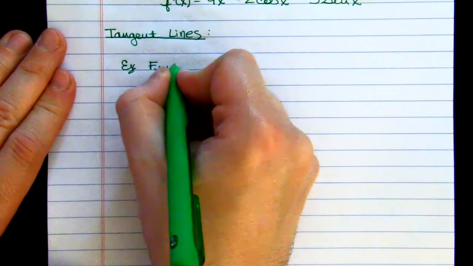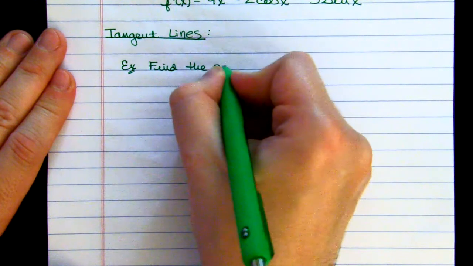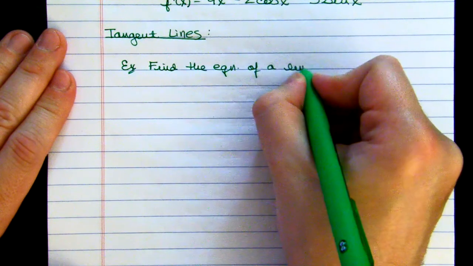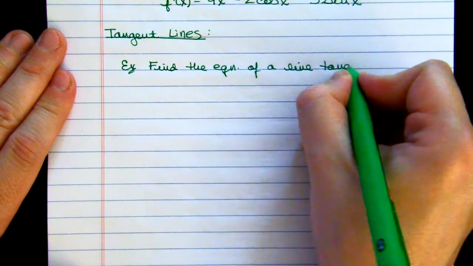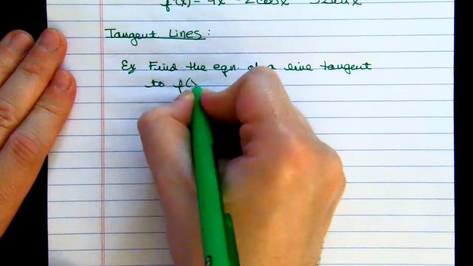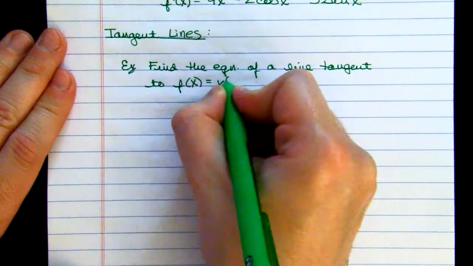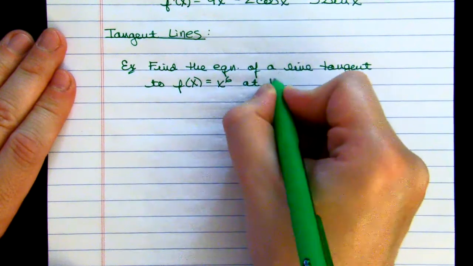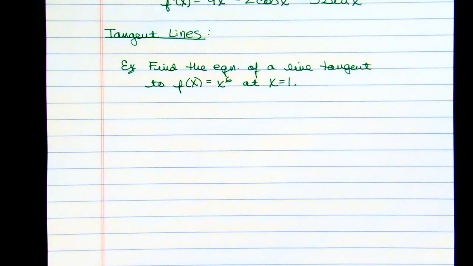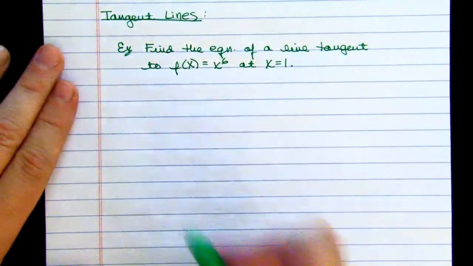Find the equation of a line tangent to, let's look at f of x equals x to the 6th at x equals 1. Find the equation of a line tangent to f of x equals x to the 6th at x equals 1.